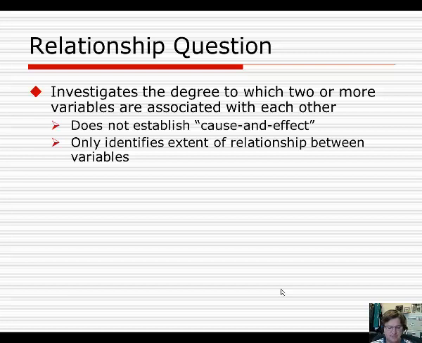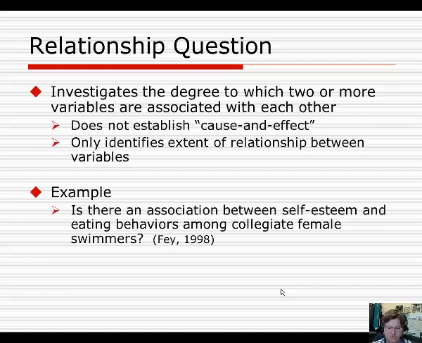They investigated the relationship between various parental influences and children's physical activity and provided a good illustration of a relationship question. Some more examples are provided on page 36 in addition to the one on the slide here. Is there an association between self-esteem and eating behaviors among collegiate female swimmers? What is the relationship between class size, lesson context, and student engagement in physical activity during middle school physical education class?